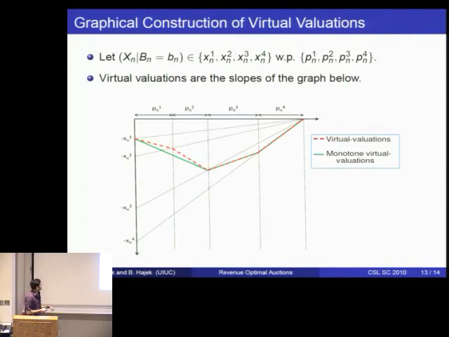A small issue here is that if these slopes are not increasing, then the resulting graph is not convex. In that case, we take a convex hull of this and use these slopes as the virtual valuation. So this is how you compute the virtual valuations and use them as weights for the maximum weight independent set problem. So this completes the description of the resulting auction mechanism. Any questions up to this point?